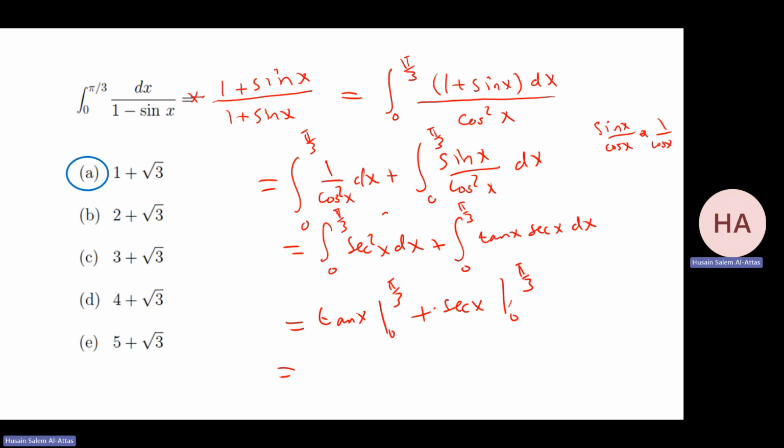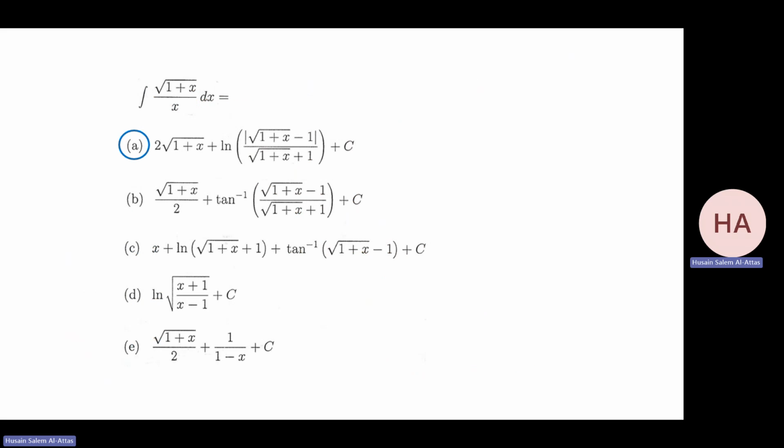What is tan pi over 3? It will be square root 3 over 2 over half, which is square root of 3. Tan 0 is 0. That's it. Secant, that will be 2 minus 1. So the answer is 1 plus square root of 3. Not difficult, but I was in a rush.